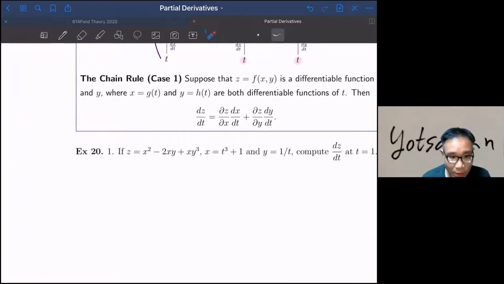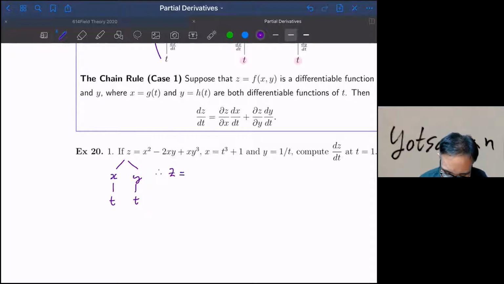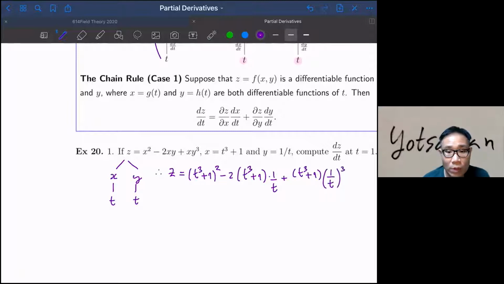Let me give you one example. So you have z equal to x squared minus 2xy plus xy cubed. So you see that your z is a function of x and y, and x is a function of t, y is a function of t. So you would get z equal to (t cubed plus 1) squared minus 2 times (t cubed plus 1) times (1 over t), plus (t cubed plus 1) times (1 over t) raised to the third power.